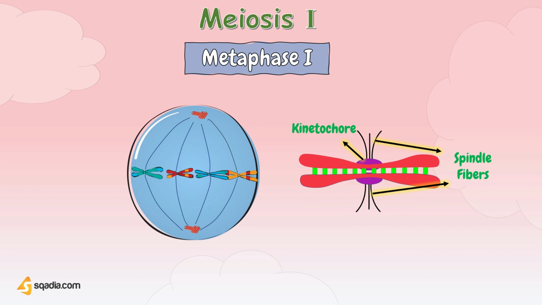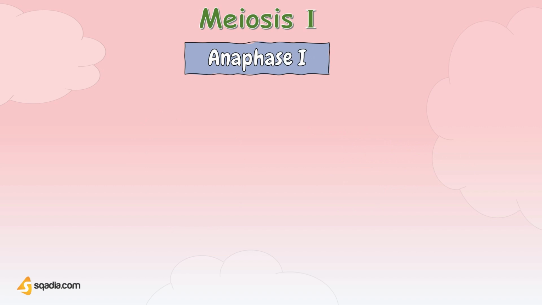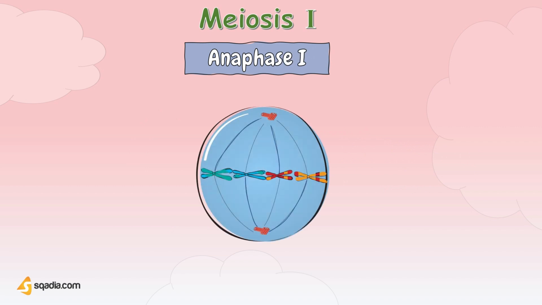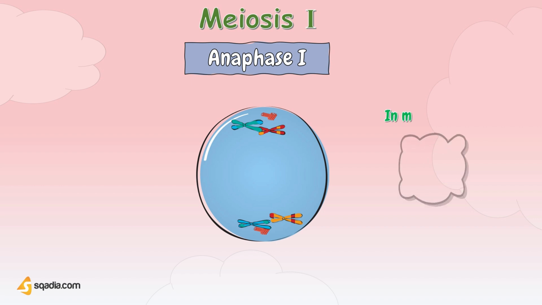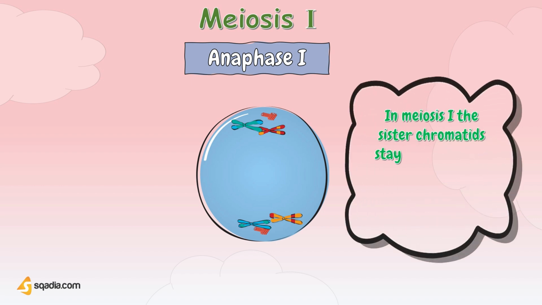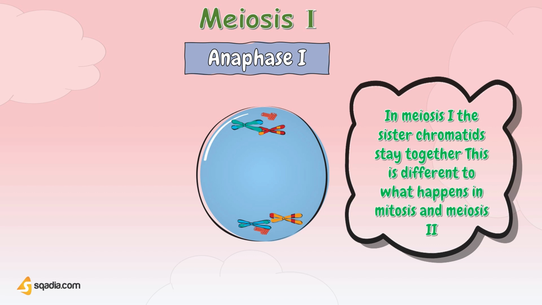Other than the orientation of chromosomes, in metaphase 1, the meiotic spindle fibers attach to one chromosome of each pair. After this, the next phase starts, the anaphase, in which the pair of chromosomes are then pulled apart by the meiotic spindle, which pulls one chromosome to one pole of the cell and the other chromosome to the opposite pole. In meiosis 1, the sister chromatids stay together.